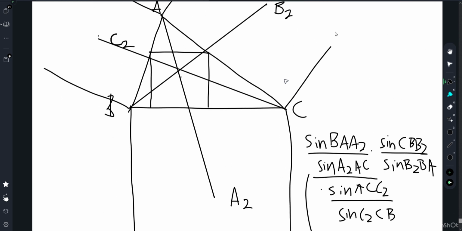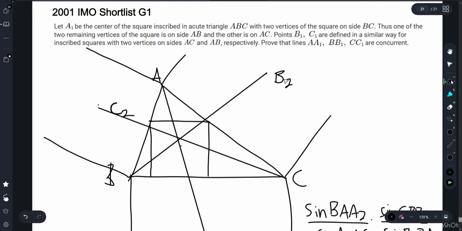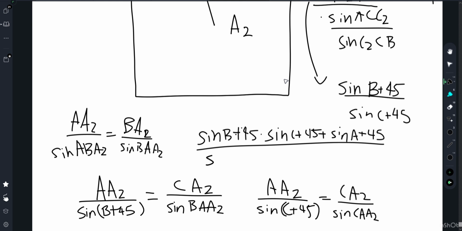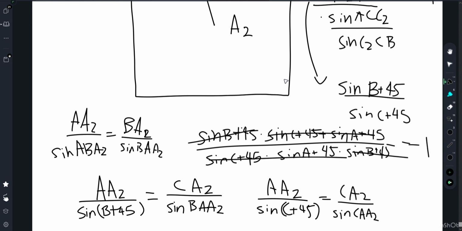So now I'm just gonna spare you guys the calculations, but we can do similar calculations on the other two squares, and from this we get sine B plus 45 times sine C plus 45 times sine A plus 45 by symmetry, and this is all over sine C plus 45 times sine A plus 45 times sine B plus 45. And like I said, these all cancel out. So this is equal to 1, which means that they concur.